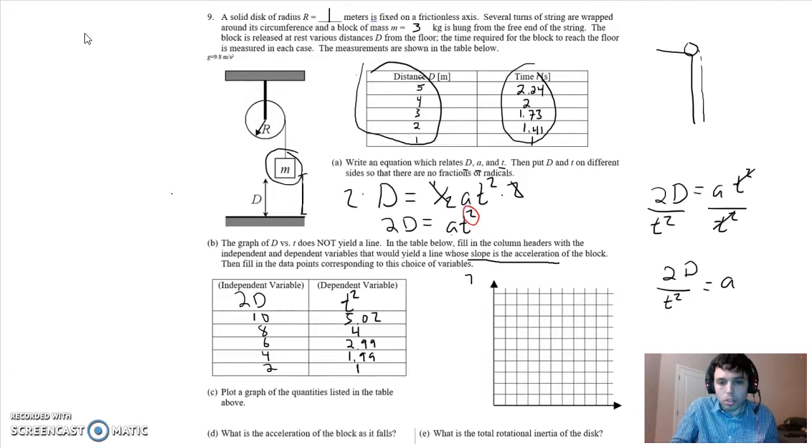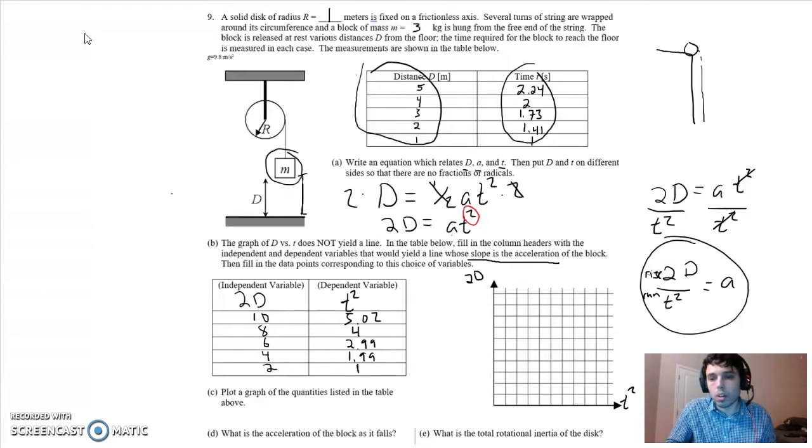So we're going to plot 2D, and then we're going to plot t squared on this, and then the slope, the rise over the run, just like our expression shows here. The rise divided by the run will equal our acceleration. So let's go ahead and plot those points. Looks like each space can be 1 here.